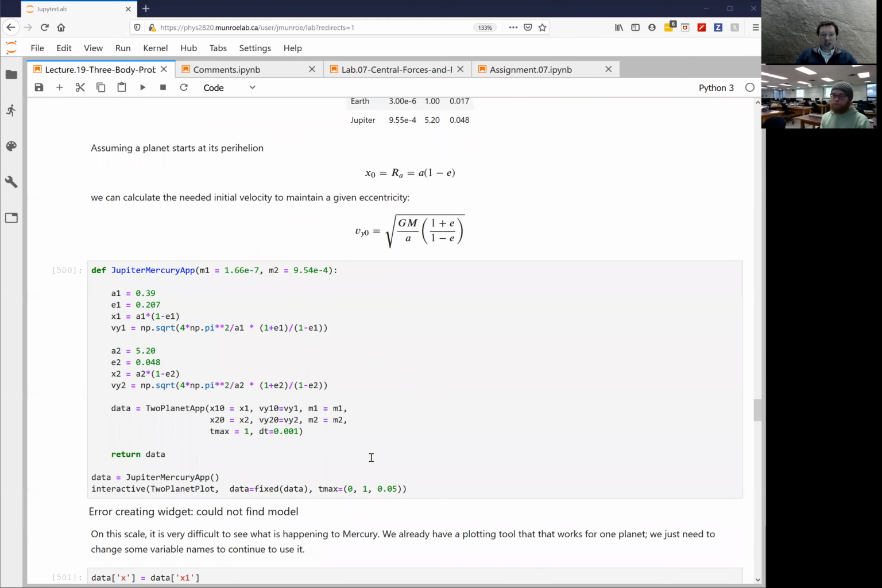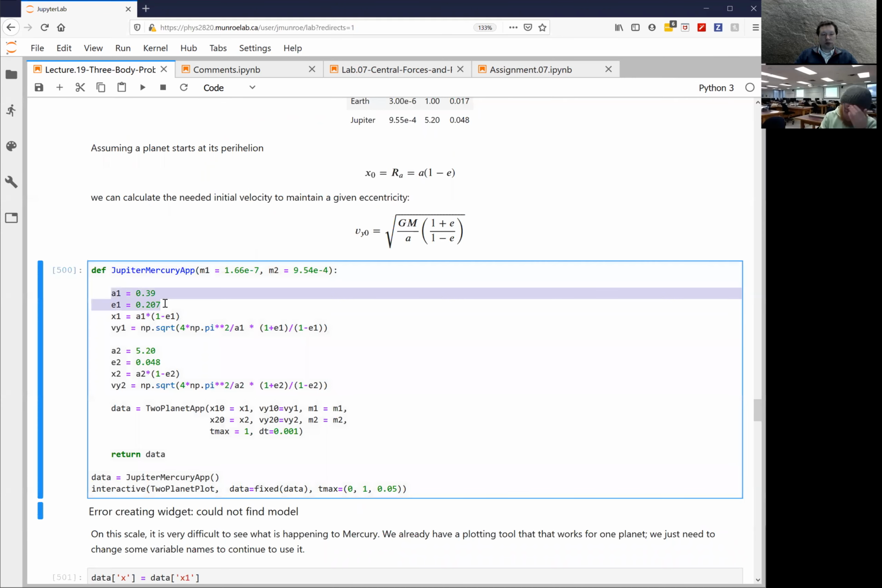Okay, I'm going to do this not for just any generic two planets, but let's do it for Mercury and Jupiter. So the actual data: Mercury has a semi-major axis of 0.39, has an eccentricity of 0.207. Here's its initial position. Let's assume it starts off at the perihelion. Here's its initial speed. This is the speed required to have Mercury make an orbit with this eccentricity. For Jupiter, it starts off further away. It's not nearly as eccentric, but this is the speed needed for Jupiter to start off at that distance away.